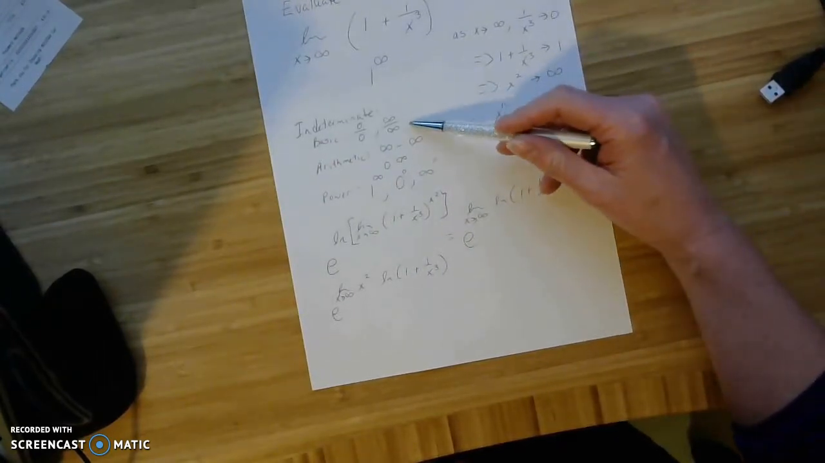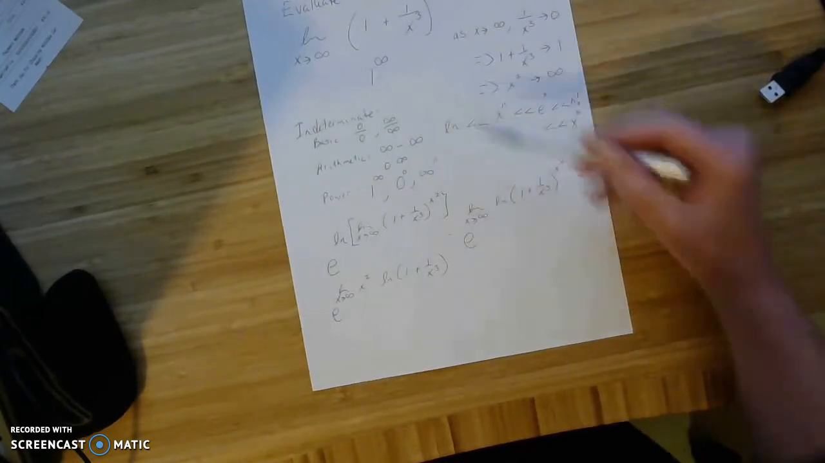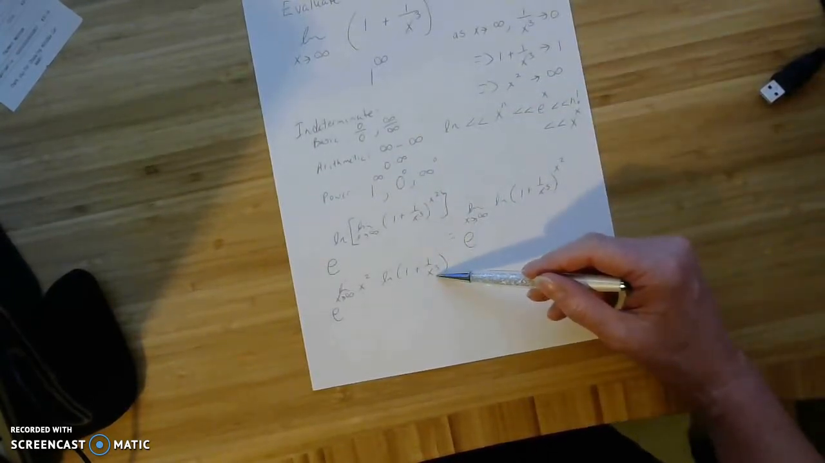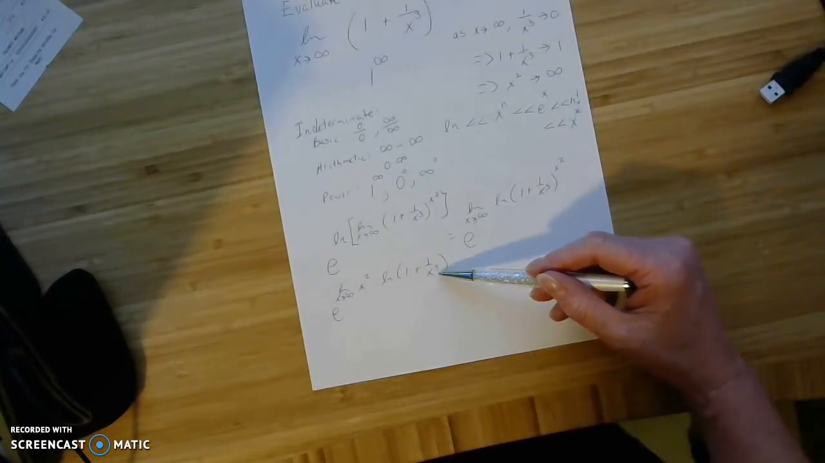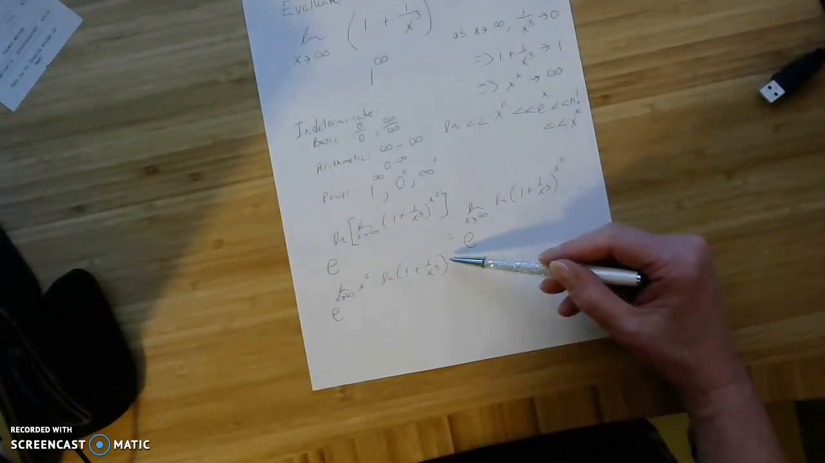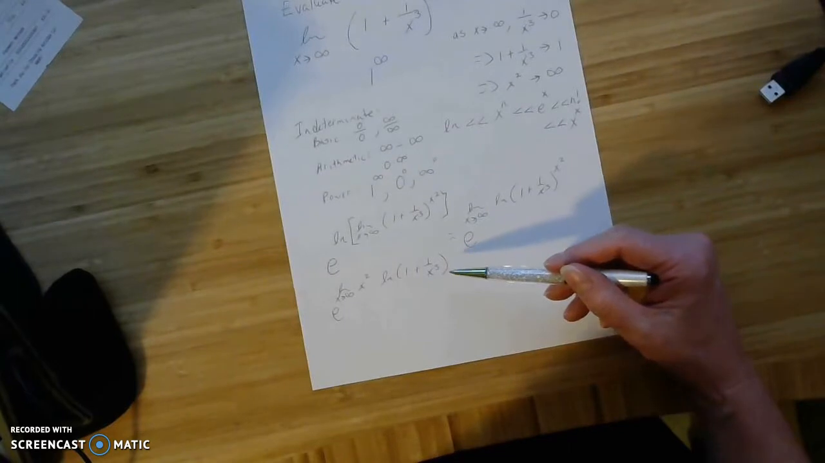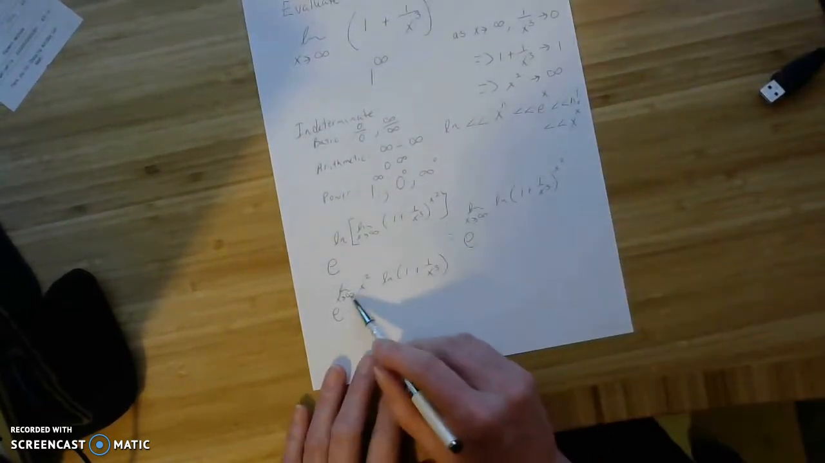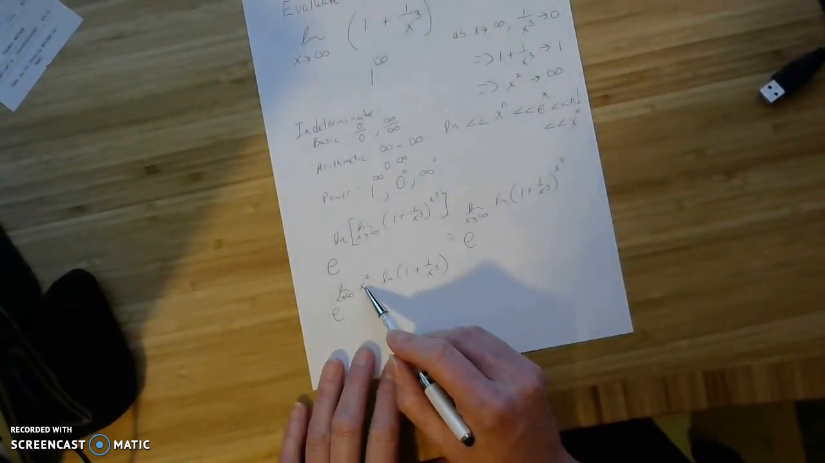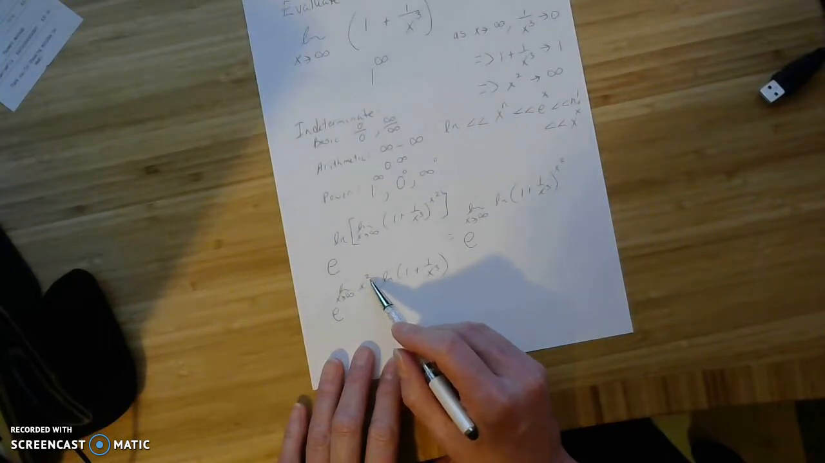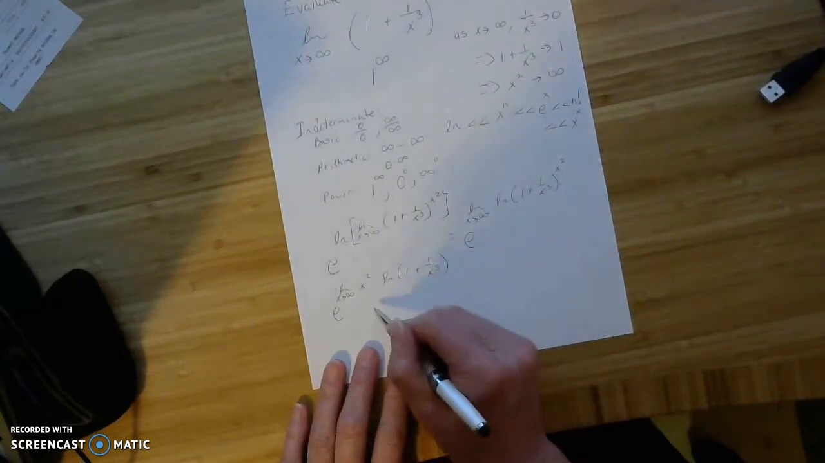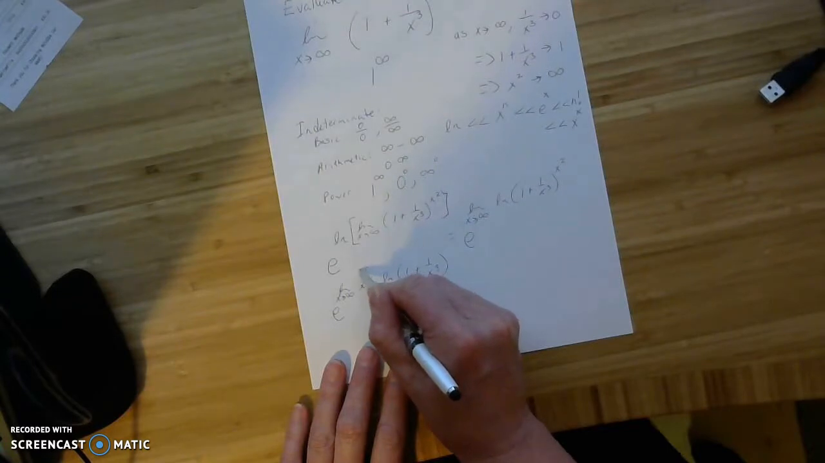I don't think I'm here yet, because I have a fraction, but it's inside the natural log, not outside of it. So basically what I need to do is sort of plug in infinity again. So I look at this and I go, well, if I put infinity here, infinity squared is still infinity. So this gives me infinity.